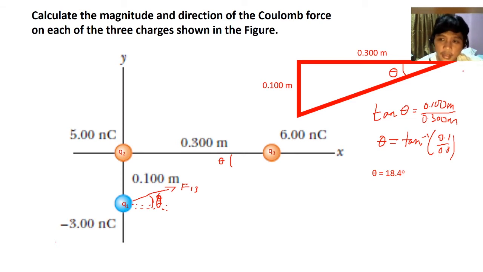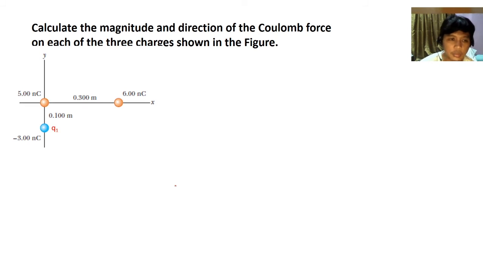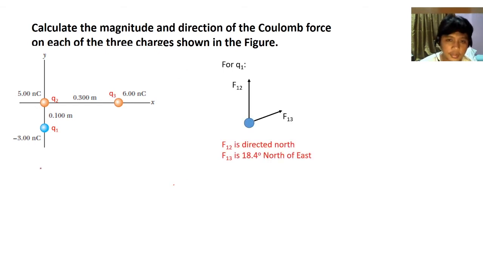So we now know that this angle inside the triangle is 18.4 degrees, but according to the alternate interior angles theorem, this angle outside the triangle is also 18.4 degrees. So the angle that F13 makes with the positive x-axis is 18.4 degrees. So we now know that for Q1, F12 is directed north and F13 is directed 18.4 degrees north of east. Pretty cool. We already know the directions, but we have to know the magnitudes as well.